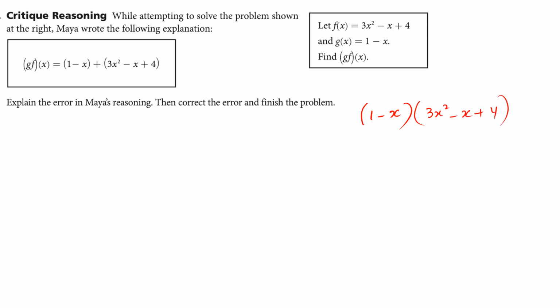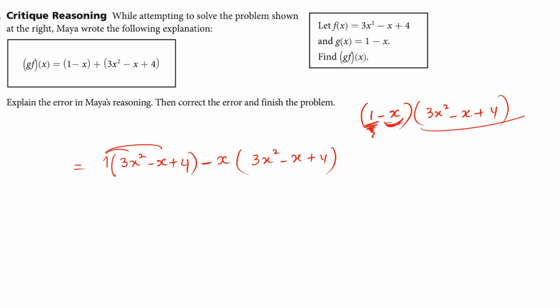What I told you, with each term of the g, all the terms of f will be multiplied. So write the first term of the first bracket, write all the terms of the second bracket, then write the second term of the first bracket with the sign, and then write all the terms of the second bracket as it is. Now open the bracket with the 1. Anything multiplied by 1 gives us the same. Now multiply the second bracket with negative x.